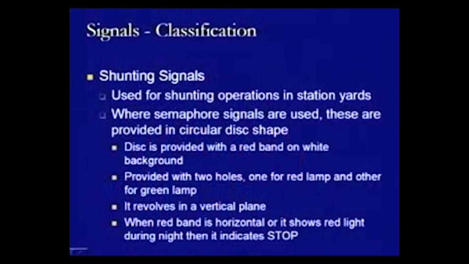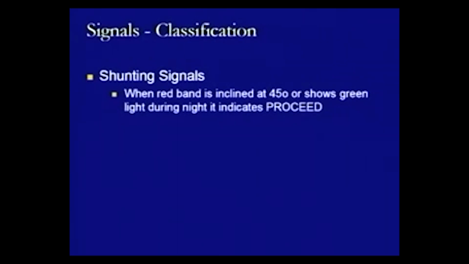Now, when the red band is horizontal, or when it shows the red light during night, it indicates a stop condition. That is the same sort of condition which we have seen with the semaphore signals or the Warner signals, where if it is horizontal it shows the stopping condition, and if it is not horizontal it indicates the movement condition, but that movement may be cautious or at full speed. Now, when the red band is inclined at 45 degrees, it shows the green light during night, and it indicates proceed. So, if it is inclined at 45 degrees, we can proceed.